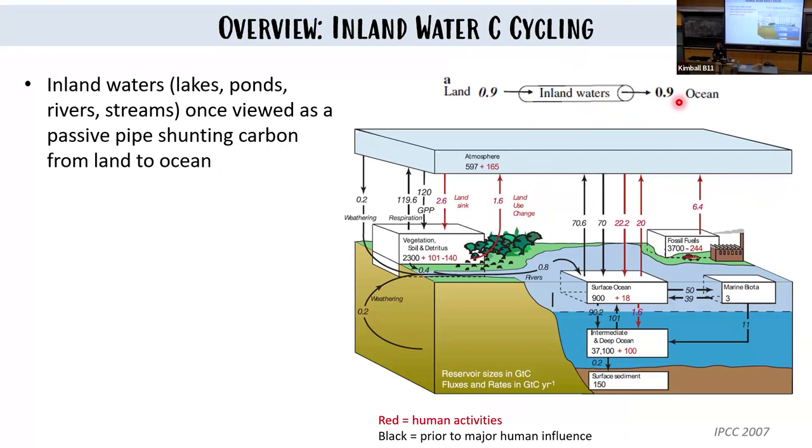It's a passive pipe. And you can see that if you squint at this diagram, where you can see 0.4 petagrams of carbon coming from the land and 0.8 petagrams of carbon coming from weathering, entering this stream. There are no lakes or wetlands or ponds on this map, just entering this pipe of a river and entering 0.8 petagrams into the ocean. So this figure has 0.8 coming in and 0.8 coming out, and this is a different paper and it has 0.9 going in, 0.9 coming out. Regardless, they're viewing this as a pipe, shunting carbon from the land to the ocean with inland waters not processing that carbon at all.